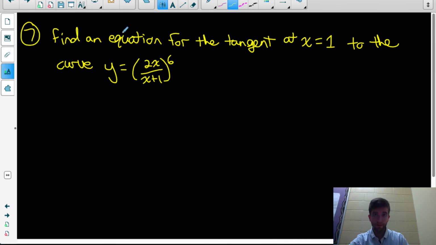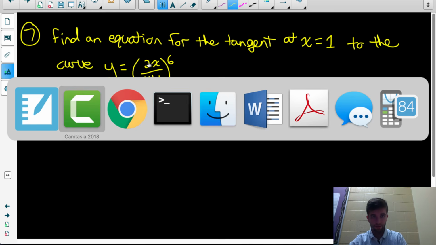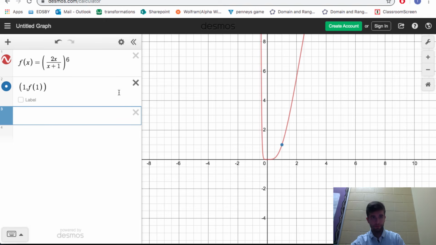So if we want the equation of the tangent at x equals 1 to this curve, well, let me show you graphically what I'm talking about. So here's the curve, (2x over x plus 1) to the 6. It's this red function here. And what we want to do is figure out the equation of a tangent line to this point on the function when x is 1. So a tangent line is a line that touches the function at exactly only that one spot. So it's going to look like this. We want the equation of the line that I was kind of outlining there.